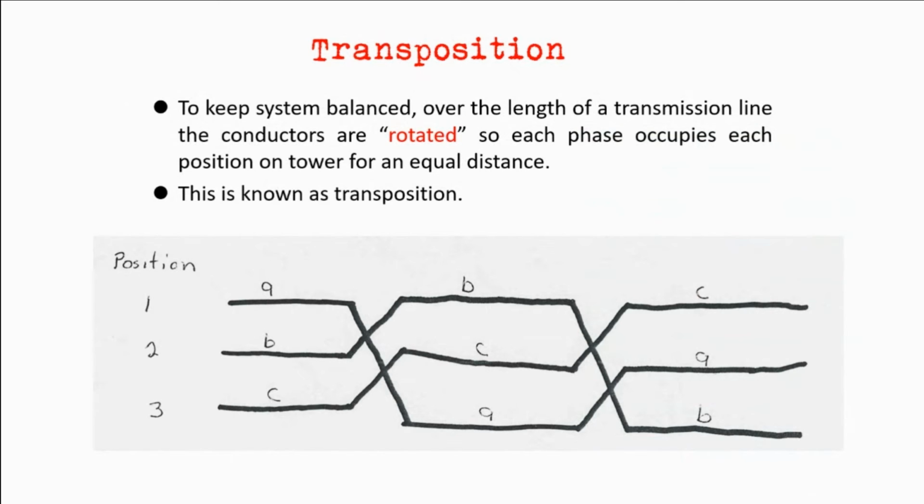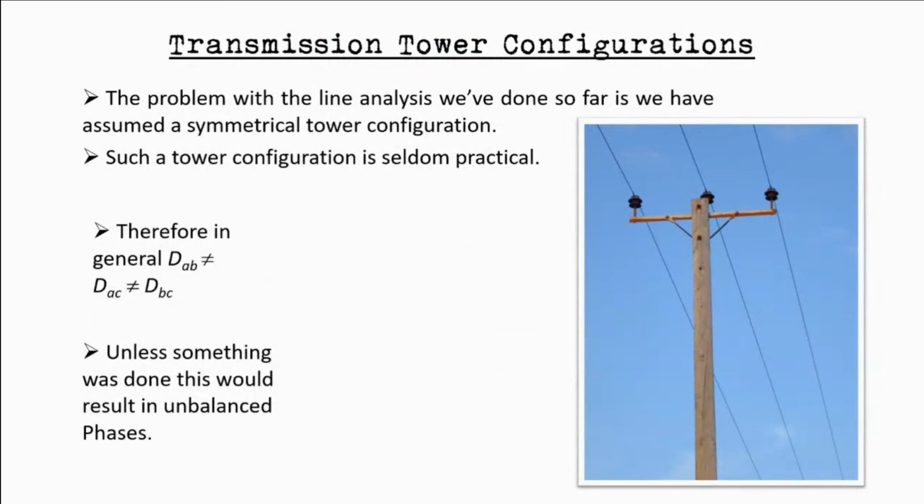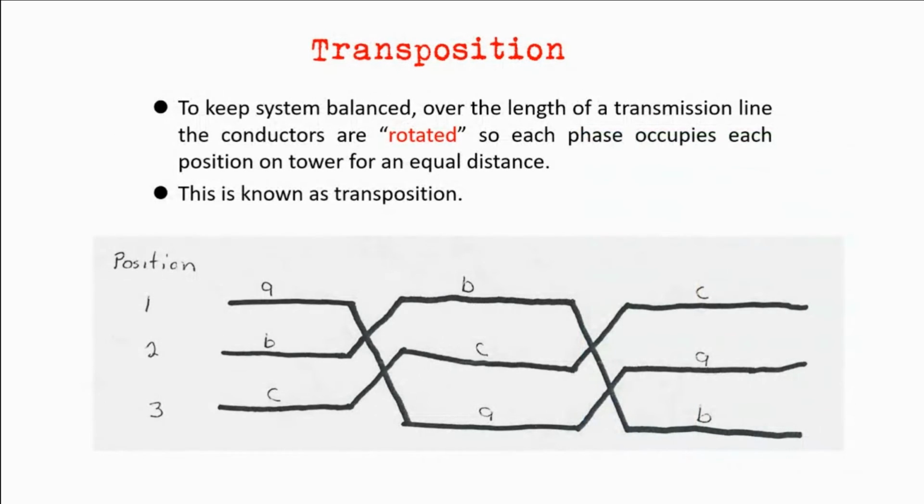Transposition means that for this one you saw, each 1/3 of the distance, I will change the position of one conductor to the second position, and so on. If you take the entire run of the transmission line and divide it into 3 parts, in each part, each conductor will jump from one location to another. So the result is that each one of them is given the same chances of distances with the others. This is the transposition.